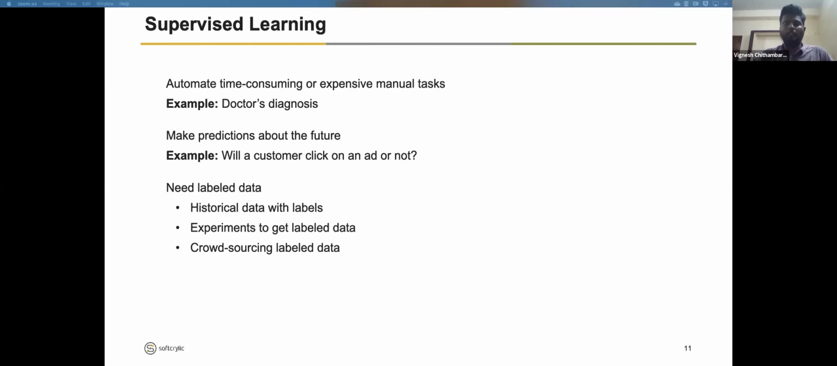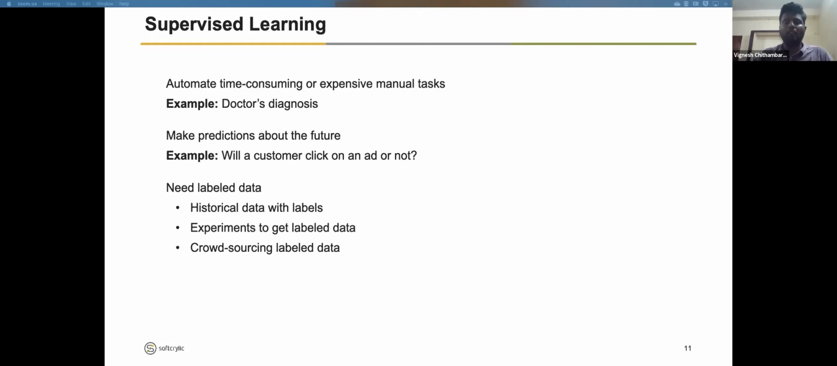This is very time consuming and expensive, but with a supervised model, we are able to automate it very simply, and it is very cost effective. And another example, which we just saw, is whether the customer will click an ad or not. To do all this, we need labeled data. So where can we get this labeled data?